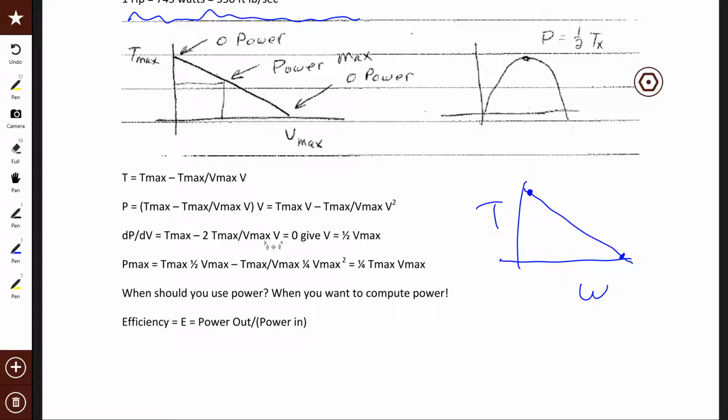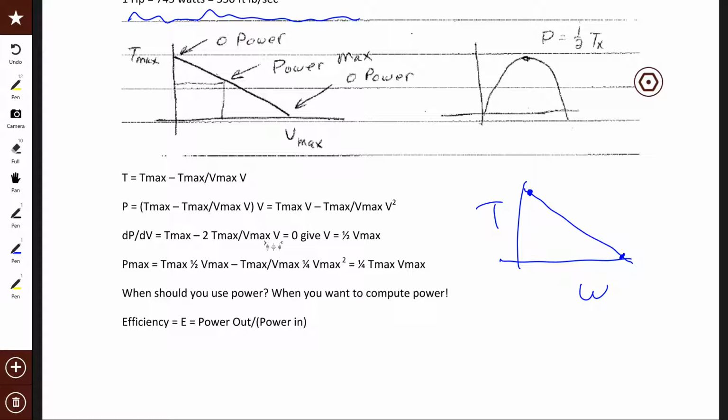So if there's no power on either end, there's got to be power in the middle. Don't you think? I mean, that's why you get motors, right? 1/2 horsepower motor, 2 horsepower motor. You want to get some power out of them. So where would the maximum power occur? How do you know?